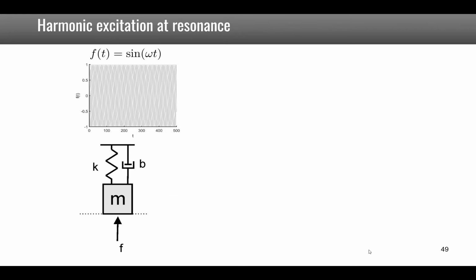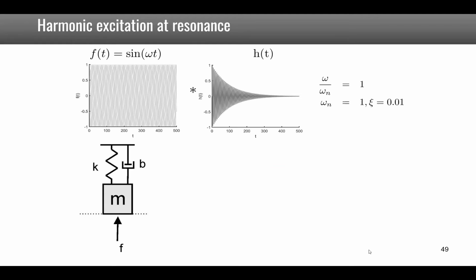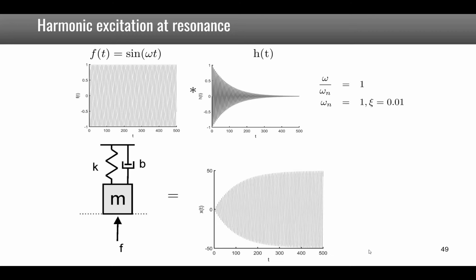If we excite the system exactly at resonance, so now omega over omega n is exactly equal to 1, in this case you see that there is no more beating because the two frequencies are the same, and that after a certain time it reaches steady state.